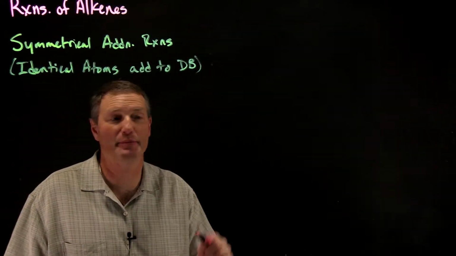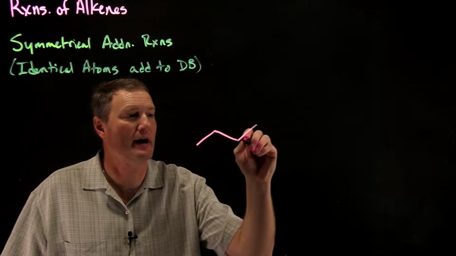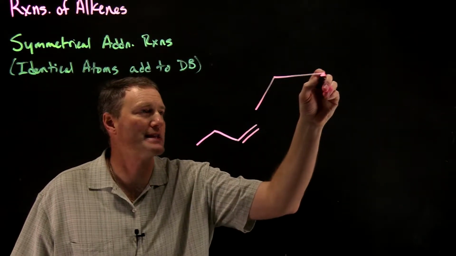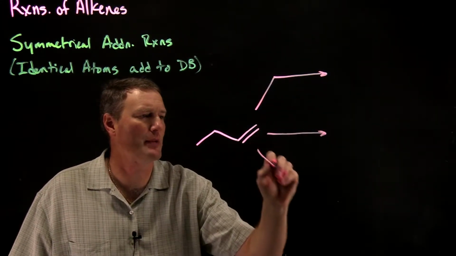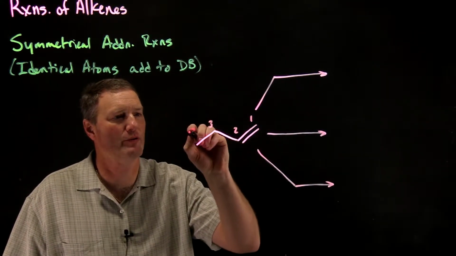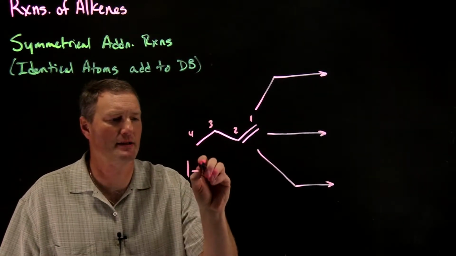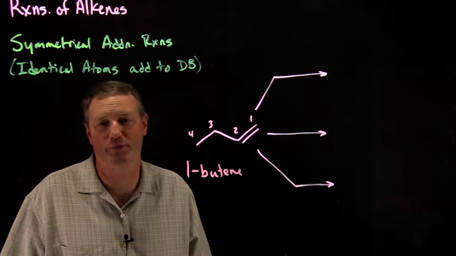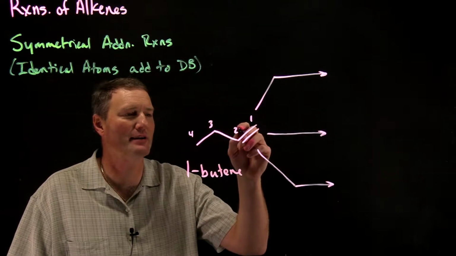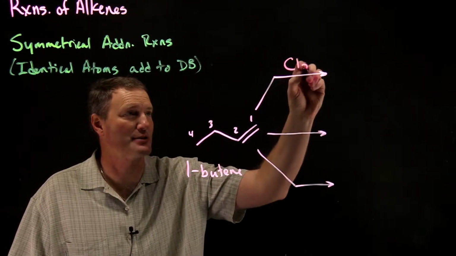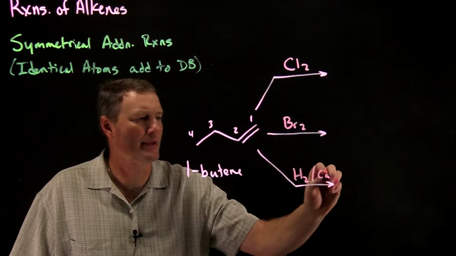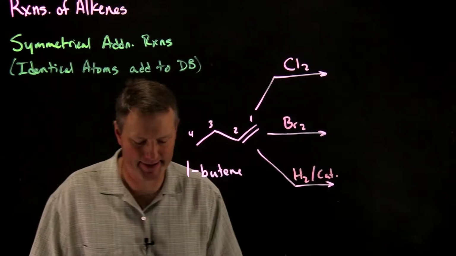So let's take a look at an example of an actual molecule and have it react with some of these X2 reagents. I'll draw these out in a way that we can use the same starting material. So this compound is called 1, 2, 3, 4. This would be 1-butene. Make sure you're not calling it 1-butene. That's a no-no. So 1-butene. And let's use that same starting material for the various reagents that we talked about. So Cl2, Br2, and H2 with some catalyst, usually a metal catalyst, as I mentioned before.